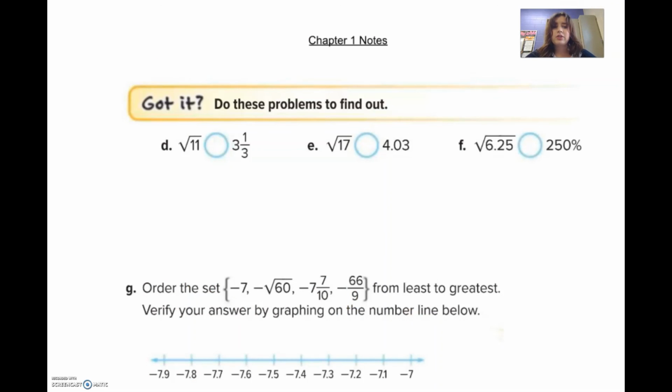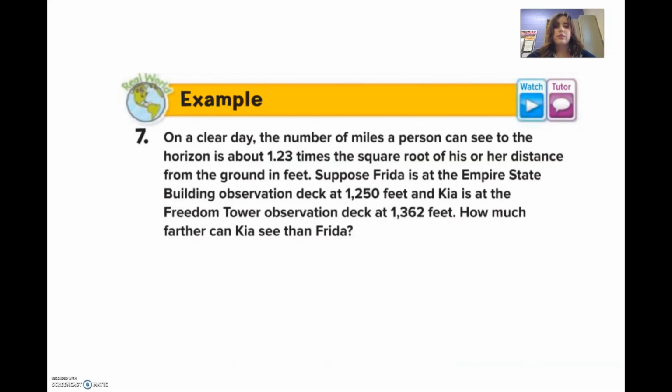For our next page, you guys need to do these examples. Remember your calculator buttons. Refer back to the last page if you need to. Okay, and at the bottom, there's a word problem. And we're not going to work on this right now. We're going to work on this in class.